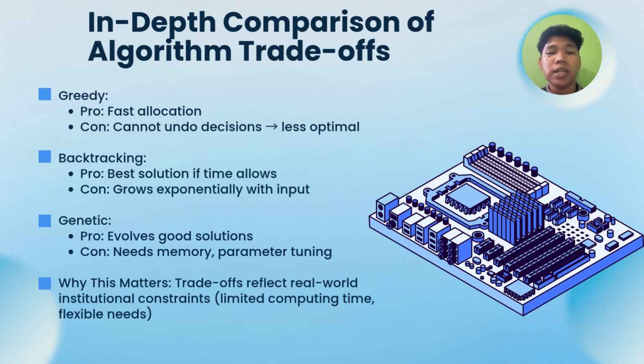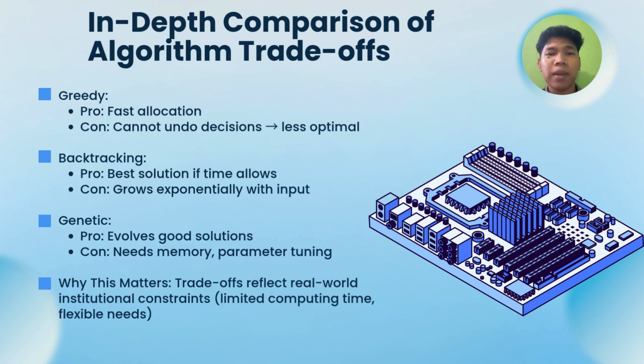But the trade-off here is that it requires more memory and it needs careful tuning. If we don't set the population size or number of generations correctly, it might not give good results. Also, it doesn't guarantee a perfect solution, but in most cases, it gets very close, close enough to be useful in real applications.